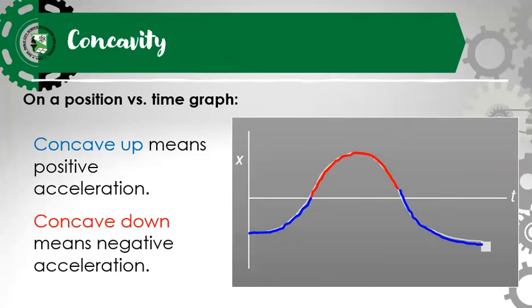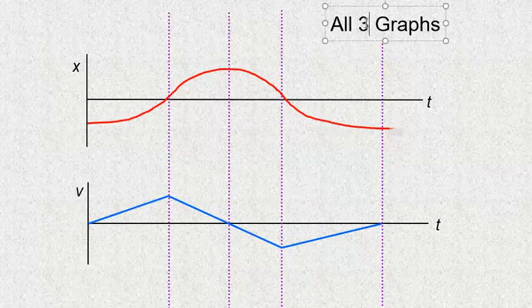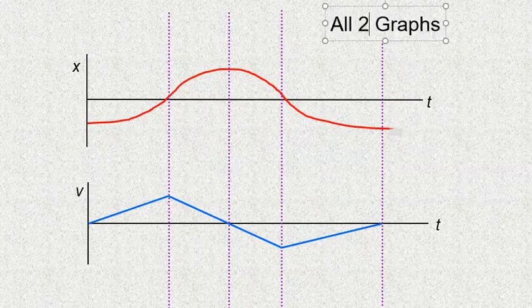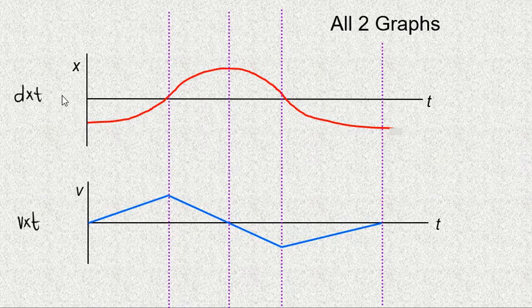So, regarding the concavity, pagka position time graph, so kapag concave up, ito, para siyang ball, concave up, it means you have positive acceleration. Okay, kapag naman concave down, it means you have negative acceleration. Okay? So this is all two graphs lang pa, all two graphs that we have discussed. So we have position time graph and velocity time graph. Okay?